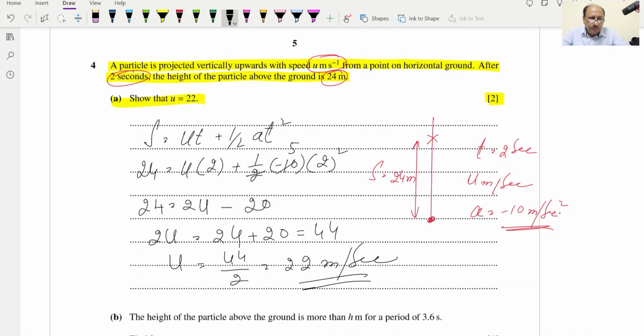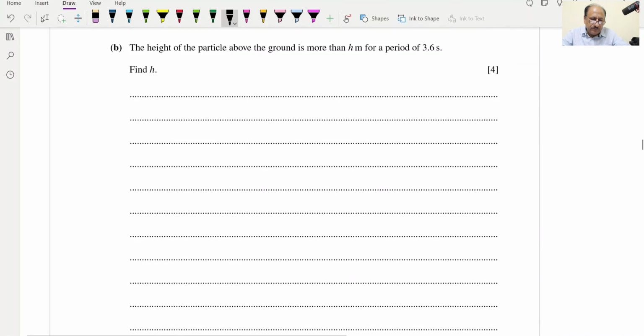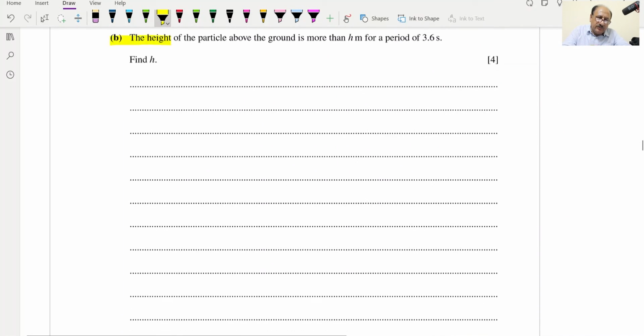Hopefully you understood this. Now we can move to the next part, which is part B. The height of the particle above the ground is more than h meters for a period of 3.6 seconds. Find h. We can understand this again by drawing a rough sketch. So this is the maximum height which it is attaining, the maximum level it is reaching. And for example, it remains for 3.6 seconds above height h.